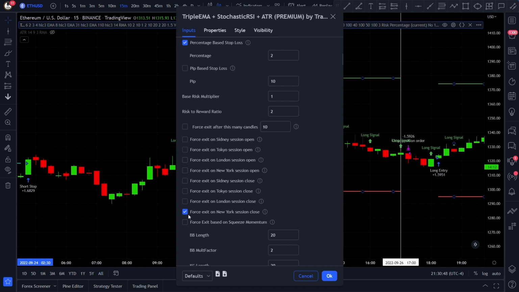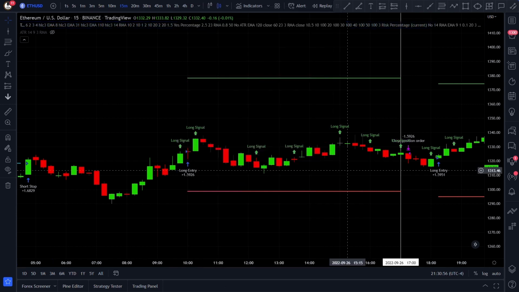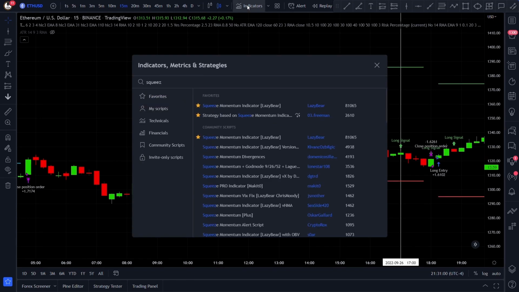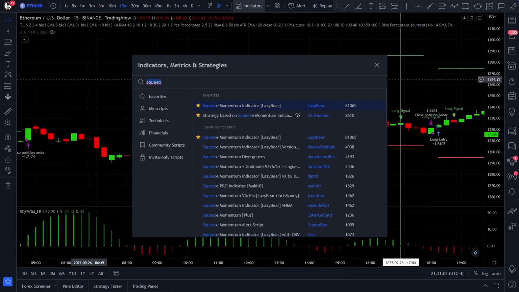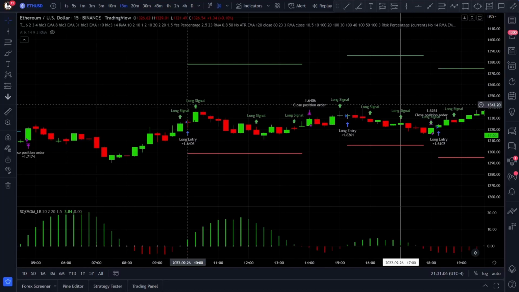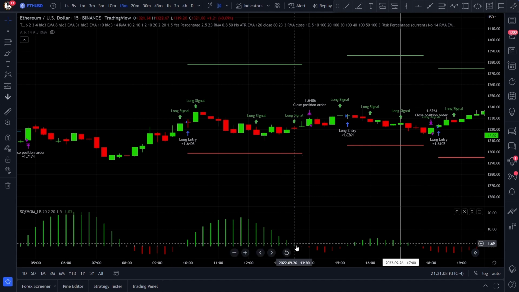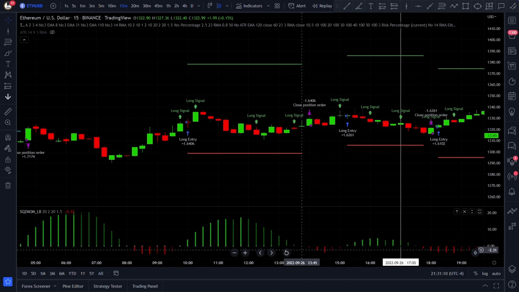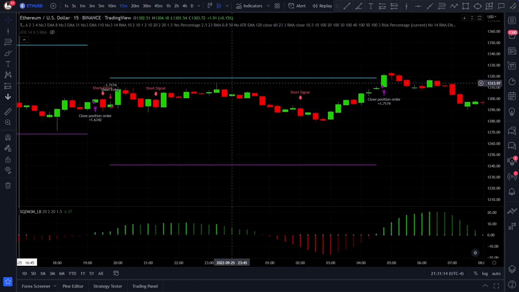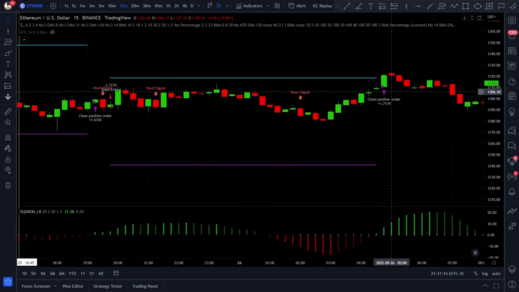Finally, we have one other forced exit option, which is the forced exit based on squeeze momentum. Let's tick this option and see what happens. To visualize how this works, add the squeeze momentum indicator by Lazy Bear to your chart. Okay, what this function does is that in case of a long position, it will close the trade when the squeeze momentum turns from green to red. In case of a short, the opposite is true. So a position will be closed when the squeeze momentum turns from red to green.